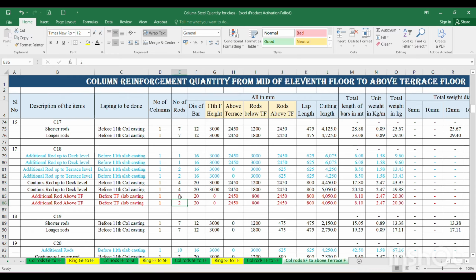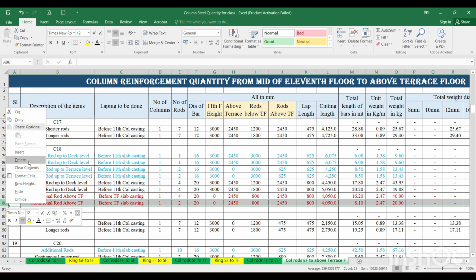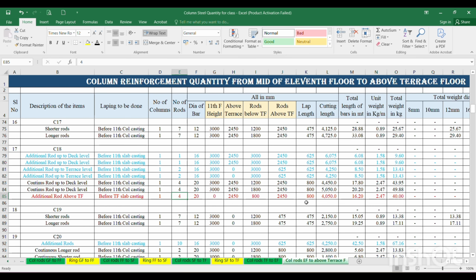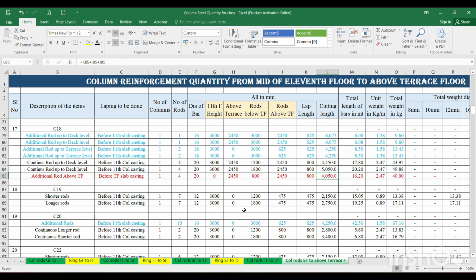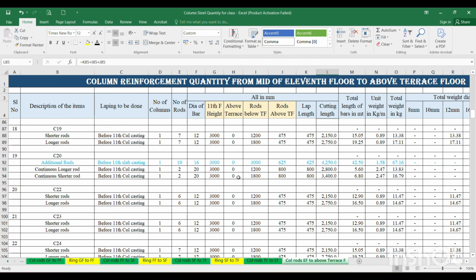You can make it directly. You can do 4 numbers here itself, no need to do it as 2 plus 2. So this additional rod, 4 numbers, you can also put in one line, because the cutting length is the same. Next, C19 is terminating at terrace level, and next C20.